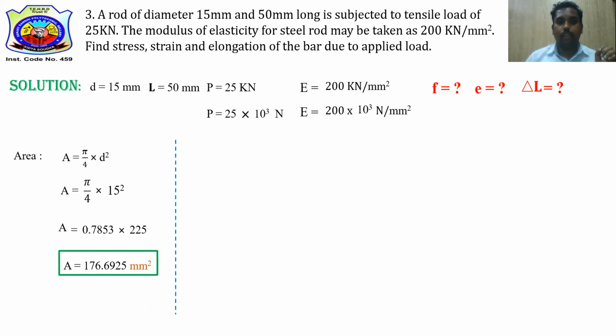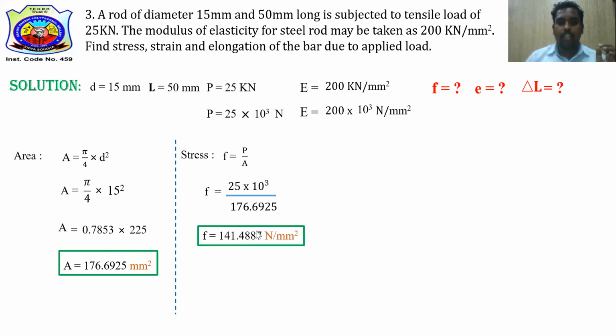Next, we need to find the value of stress. Stress F equals P by A. It is a very simple formula. Just go through how many unknowns are there. Do we have the value of F? No, it is unknown. We have one unknown value. What about P? It is known. What about area? We know. So we have only one unknown value, so we can solve for stress. F equals P, which is 25 into 10 power 3, divided by area 176.6925. On calculation, I get F equals 141.4887 Newton per mm square.